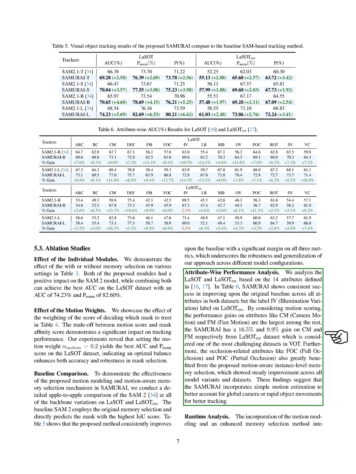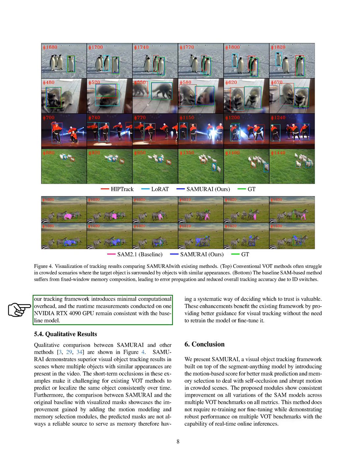Additionally, occlusion-related attributes benefit from our motion-aware memory selection, showing consistent improvements across all model variants and datasets. This suggests that Samurai effectively incorporates motion estimation to enhance tracking under various conditions. In terms of runtime analysis, we find that integrating motion modeling and enhanced memory selection into our framework adds minimal computational overhead. Our runtime measurements on an NVIDIA RTX 4090 GPU remain consistent with the baseline model.